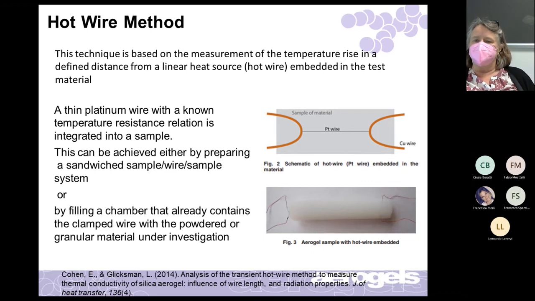You can either prepare your wire and put your sample around it, or, and I like this from the work they did at MIT, they actually made their aerogel and embedded a hot wire right into the aerogel when they did the sol-gel processing. So they made it in there. I thought that was clever. What you then do is heat the wire with a constant electrical power.